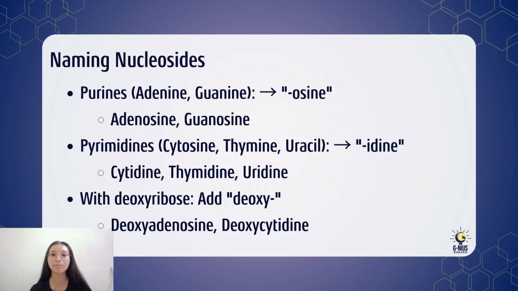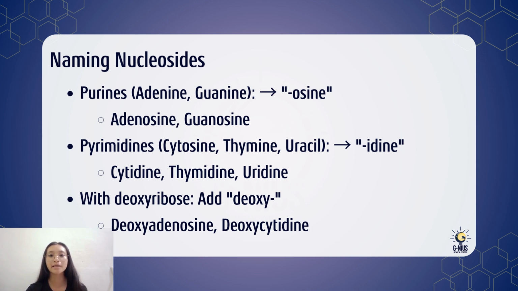Now let's learn how to name your nucleotides. To name them, we first have to name the nucleoside. Remember that a nucleoside doesn't have a phosphate group yet, so it's not a nucleotide yet. Let's go to the purines, adenine and guanine. They end with INE. That INE will be replaced with OSINE. So adenine becomes adenosine and guanine becomes guanosine.